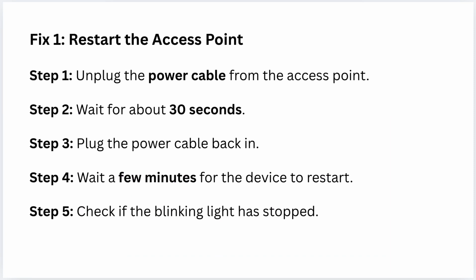Unplug the power cable from the access point, then wait for about 30 seconds. Plug the power cable back in, then wait a few minutes for the device to restart. Check if the blinking light has stopped.